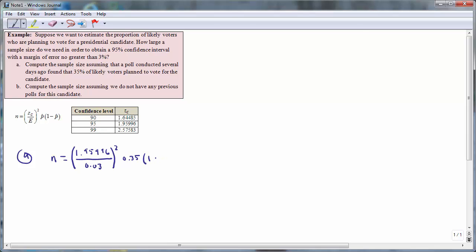So substituting that in, for p hat, I have 0.35 times 1 minus 0.35. I would need to enter these values into a calculator, and I would obtain a sample size of 972.